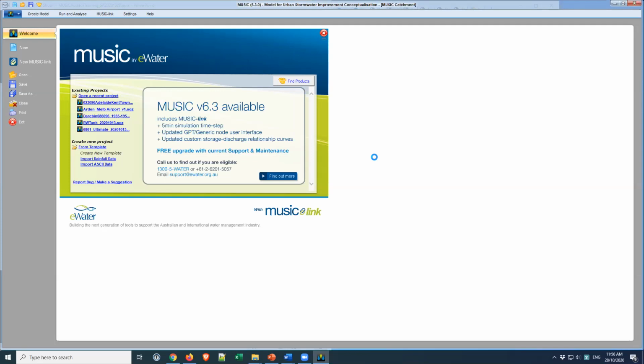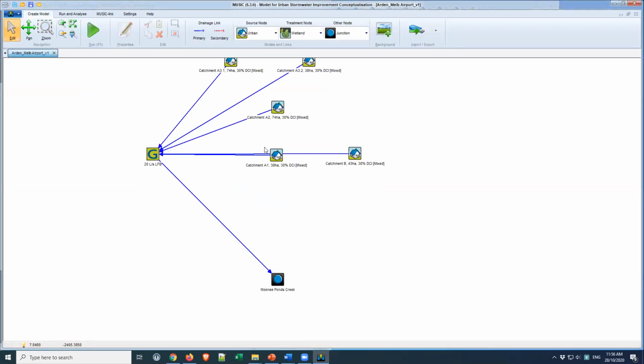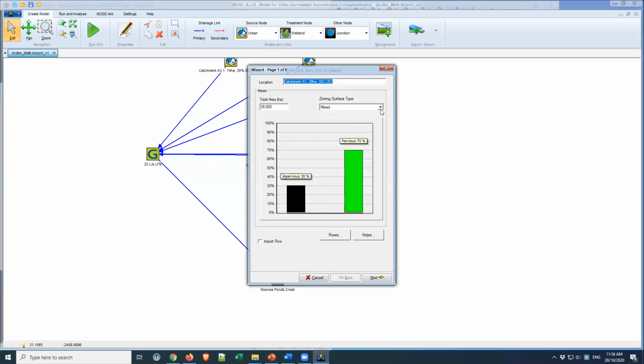Try another one. Can't find it. Yeah, so be aware that if you use the drop down in MUSIC, these are a set of parameters that eWater have taken from the New South Wales MUSIC guidelines. There are two or three mistakes in these. I can't honestly recommend anyone use them at the present time.